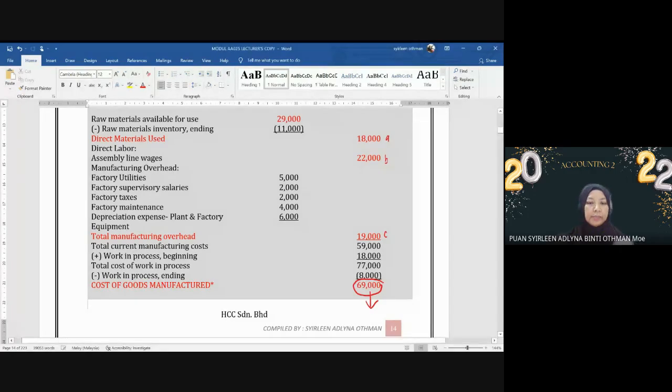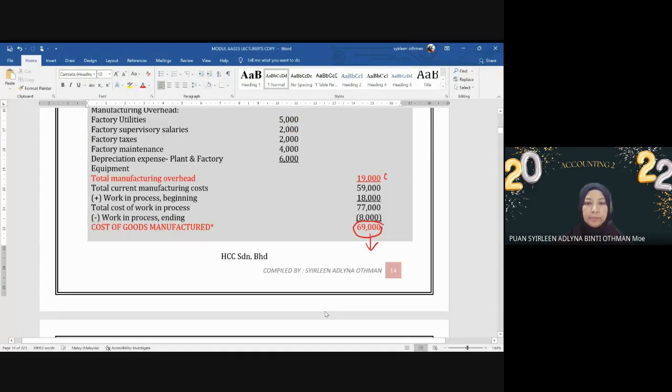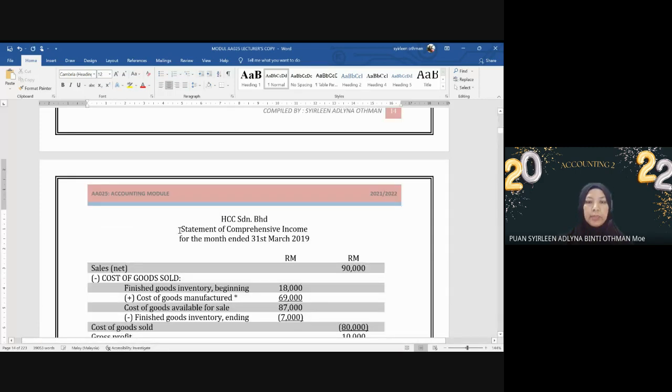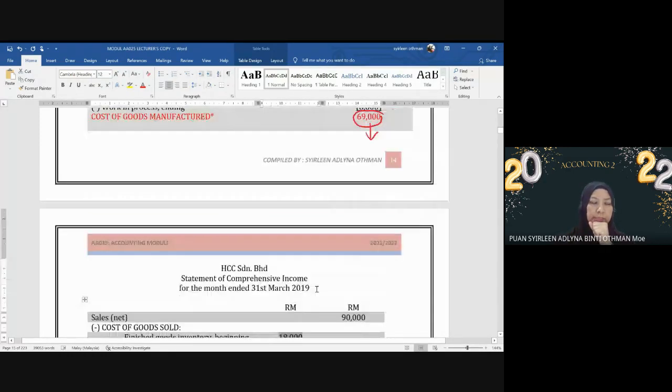Okay, next. We will prepare the comprehensive income statement. Macam biasa. Ada nama company. Ada nama statement. And then ada tarikh jugalah. Tarikh sama. Okay. Alright, so you have your sales. Sebab tadi sales tu dia just ada sales saja, tak ada discount, tak ada return. So that is considered the net sales. Okay, so sales ialah 90,000. Your beginning inventory for finished goods is 18,000. Okay. Yang 69,000 tadi dekat atas, kita bawa turun di sini.